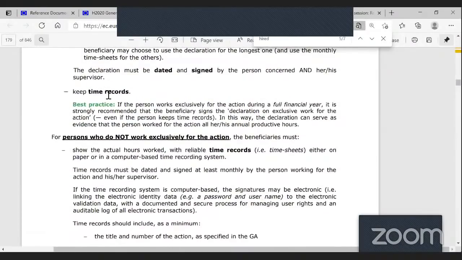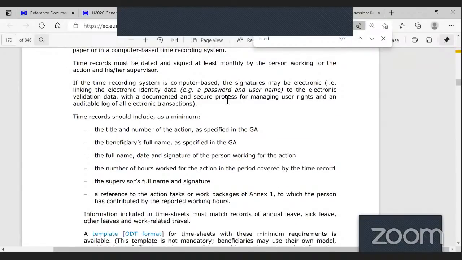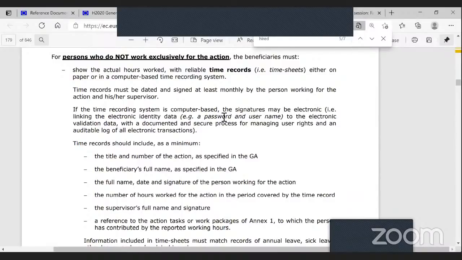So we are still in the annotated model grant agreement. And here you have if the electronic time records are computer-based. If they are computer-based, then we say that the signatures of a computer-based time recording system may be electronic, which means with a password and a username linked to the electronic validation data with a documented and secure process for managing user rights and an auditable log of all electronic transactions.